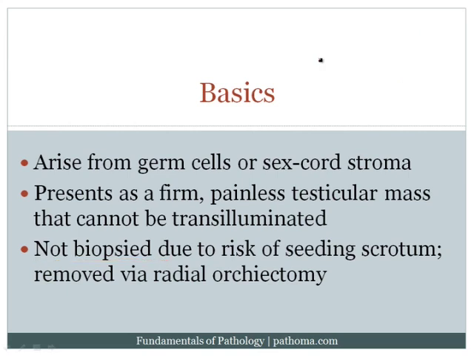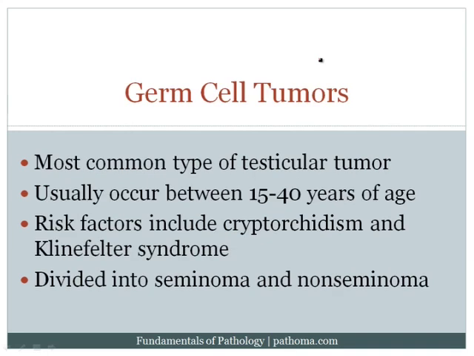The second reason why we don't biopsy testicular tumors is that the vast majority of testicular tumors are actually germ cell tumors. In fact, greater than 95% of testicular tumors are germ cell tumors, and germ cell tumors are all malignant. So for all practical purposes, the vast majority of testicular tumors are malignant. Germ cell tumors, as I just mentioned, are the most common type. They usually occur between the ages of 15 to 40. Risk factors include cryptorchidism, or an undescended testicle, and Klinefelter syndrome.